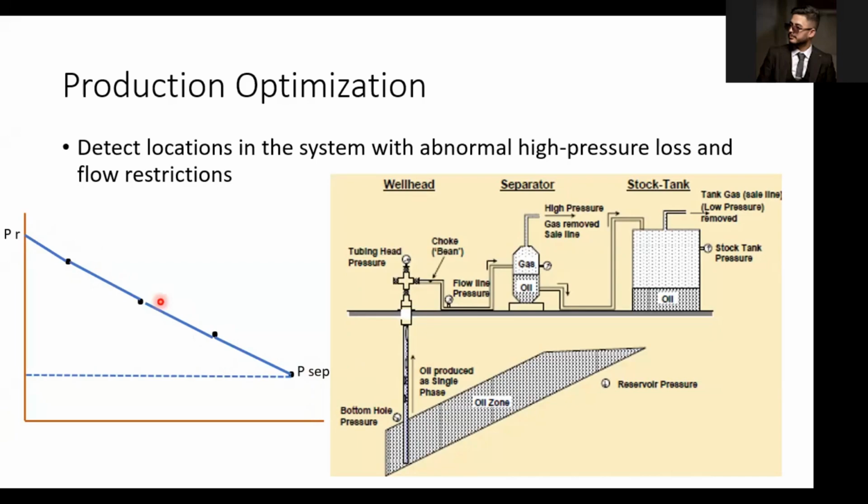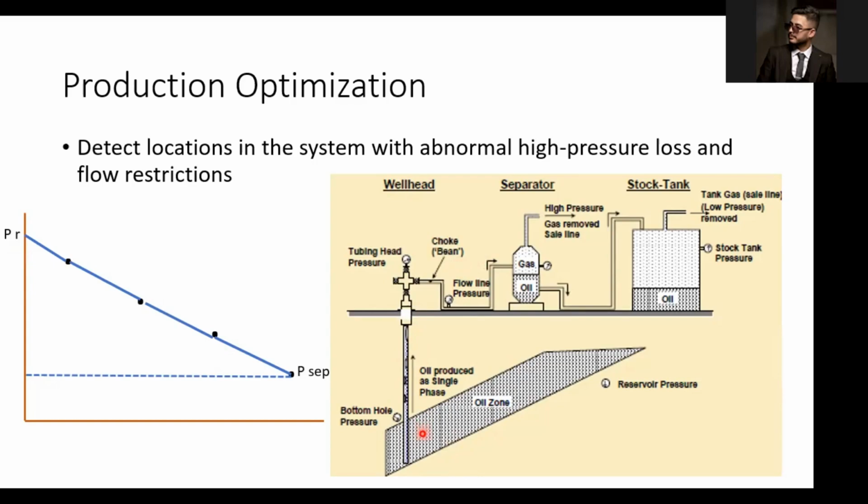The amount of flow that we can produce from the reservoir to the separator or tank depends on the pressure drop, as you see here in the graph. The pressure drop is between the reservoir pressure here to the separator pressure. So it depends on the equipment that we install in the wellbore or in the top facilities.